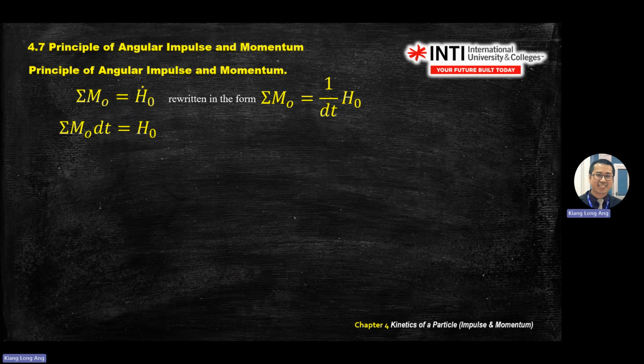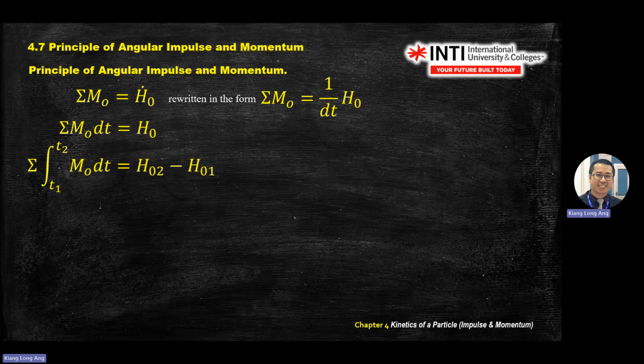You rewrite in this form, M equal to H dot, and you change the dot into d/dt. Then we don't like this form, so we pull the dt to the left-hand side. So you get M dt equal to dH. Then we also don't like dt, so we expand it with integration. When you integrate left, you integrate right also. You integrate with time here, and here also integrate with the change of your H. H is your angular momentum.